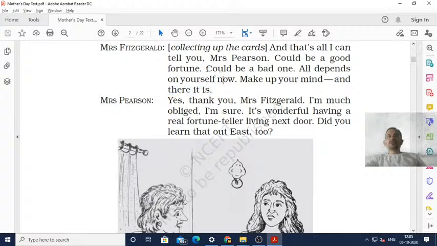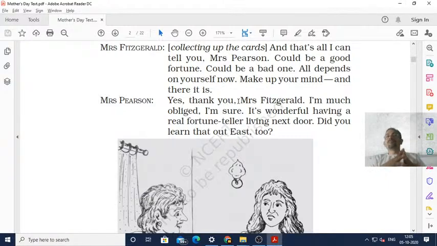Mrs. Fitzgerald said, the background is not given here. Background I told you already. Mrs. Fitzgerald said, could be a bad one, all depends on yourself. Now make up your mind, and there it is. It means everything depends on you, Mrs. Pearson. This is what Mrs. Fitzgerald said. It is up to you to make your fortune good or to make your fortune bad.